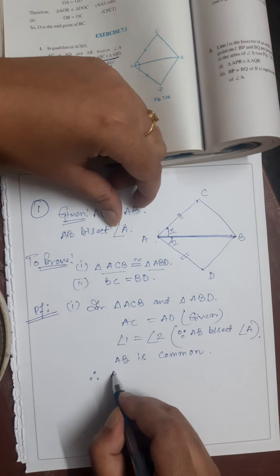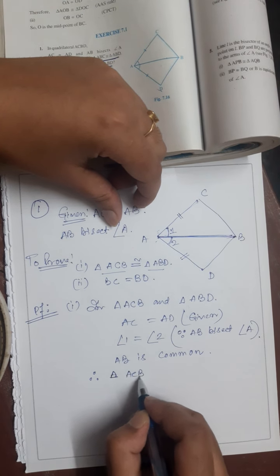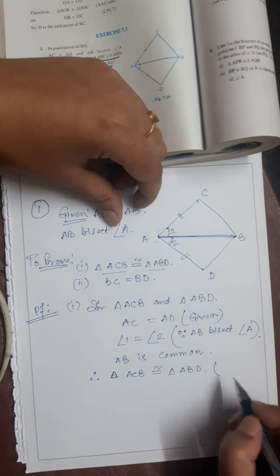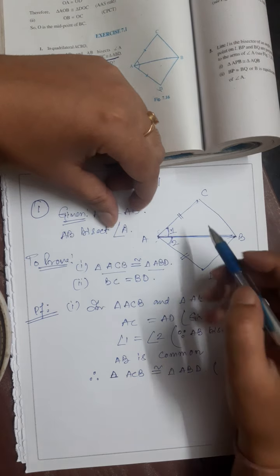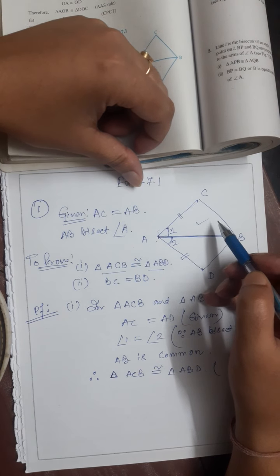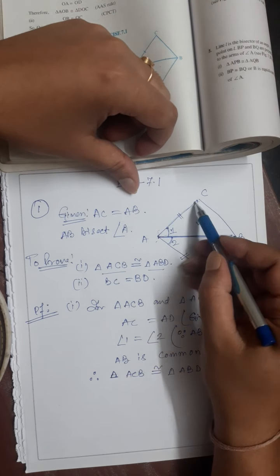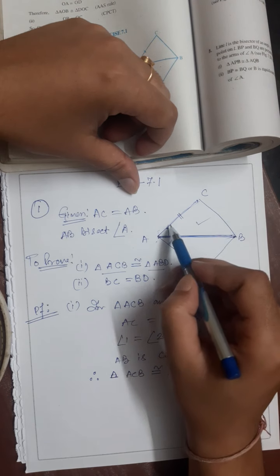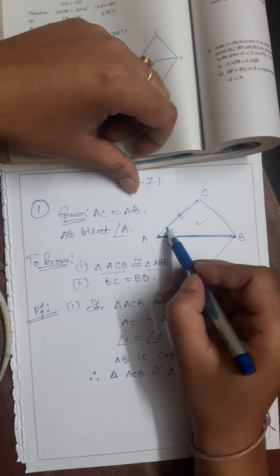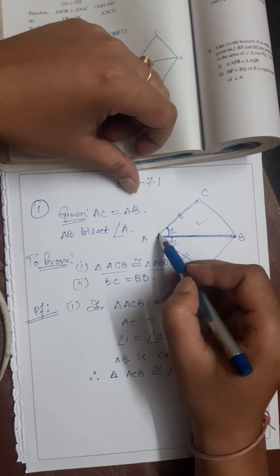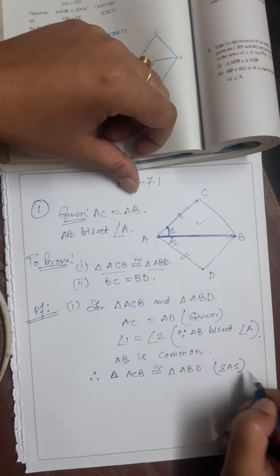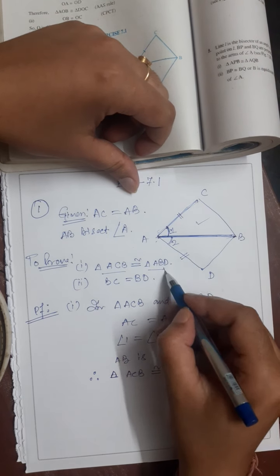Therefore, triangle ACB is congruent to triangle ABD by which criteria? We have to see any one triangle. See, AC we have taken this side, AB we have taken the other side, and in between these two sides the angle is there. So this is side angle side, the SAS congruency. So the first proof is over.